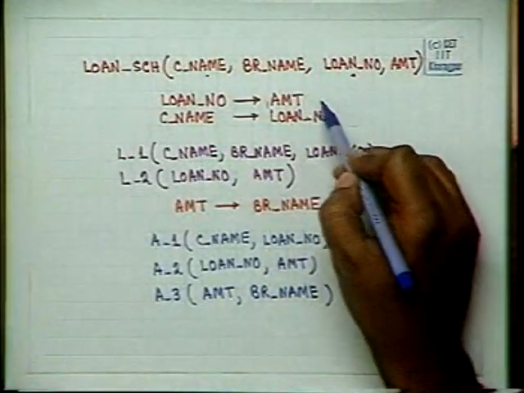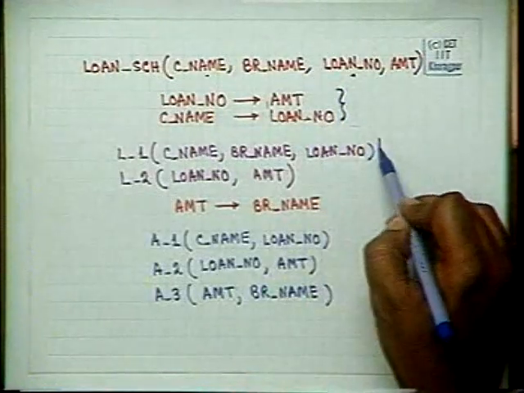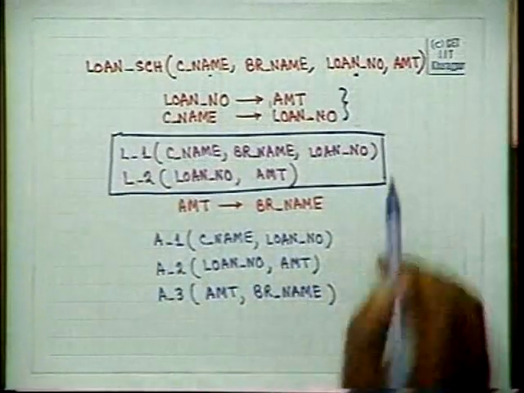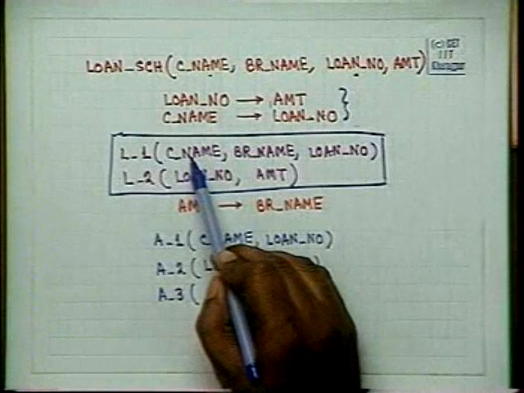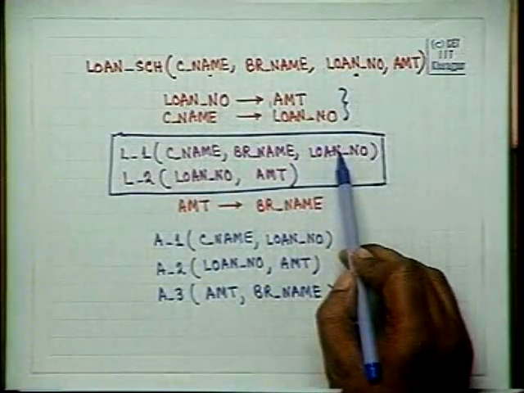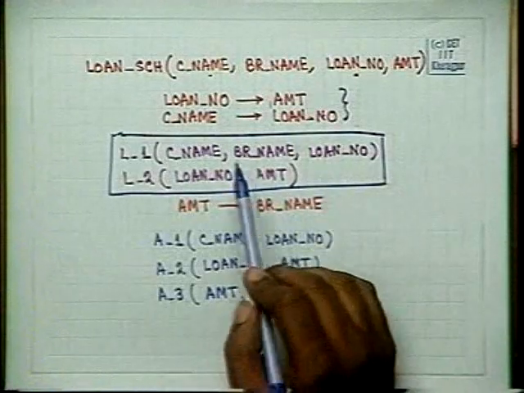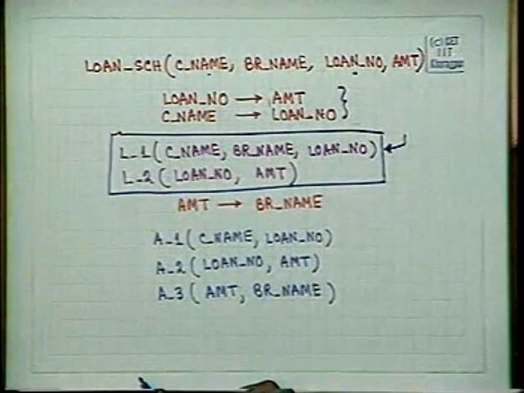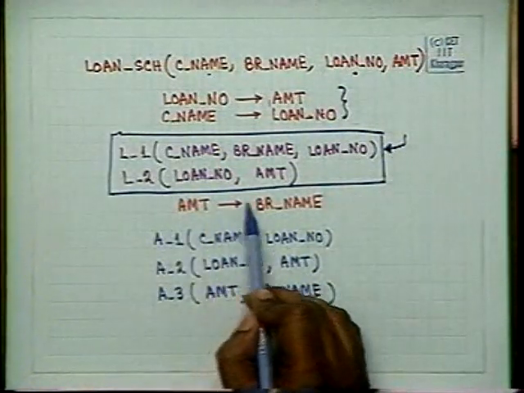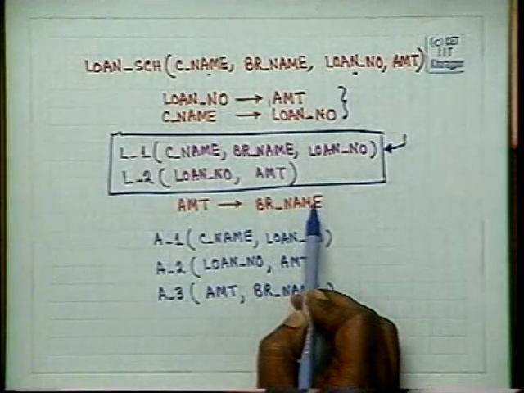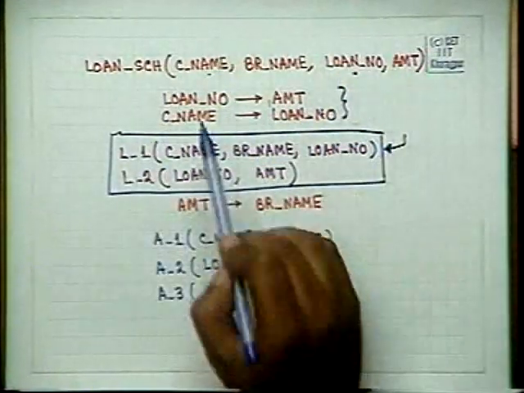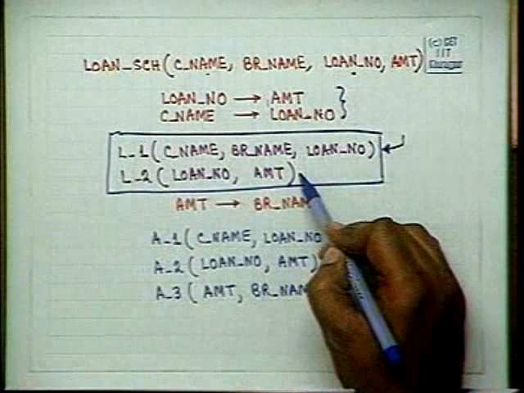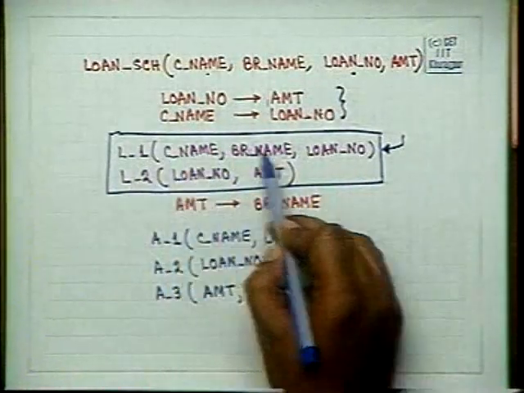However, if we have only these 2 functional dependencies, then looking at this one, since for every customer there can be only one loan number, do we face the question of redundancy here? We are not considering this functional dependency. So let us take this relation with these 2 functional dependencies, and this decomposition. There is no redundancy in this one, but is there a redundancy in this one?